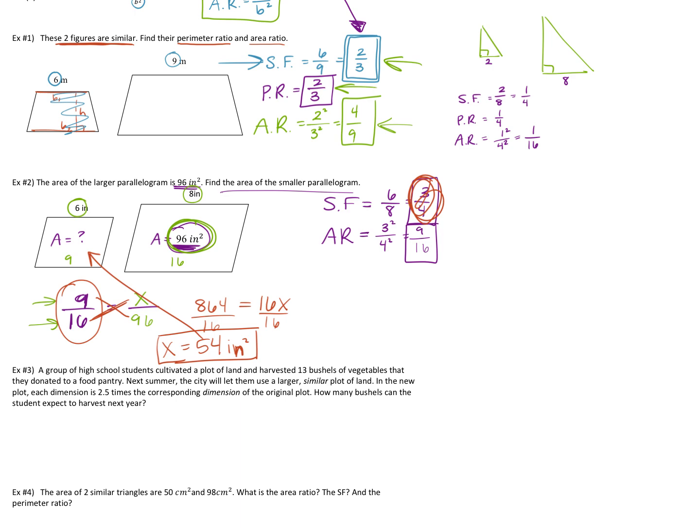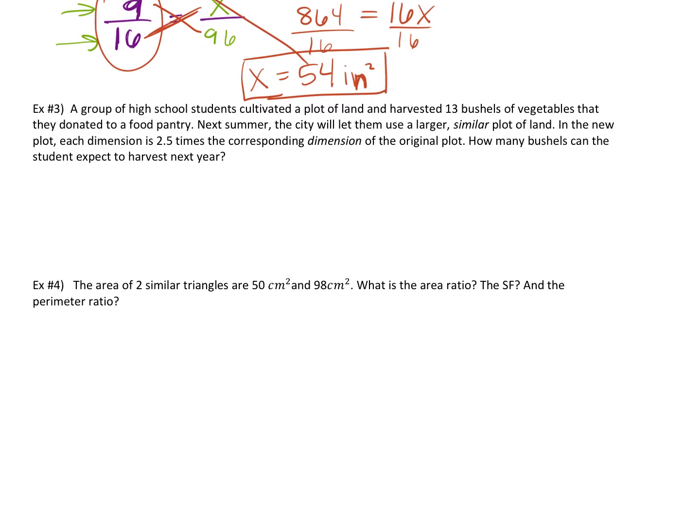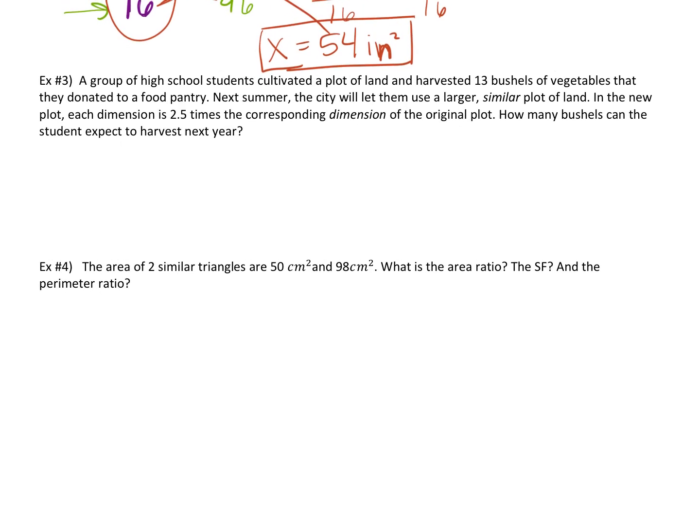Let's see if we can put this together with a bunch of words here. Okay, so this one says a group of high school students cultivated a plot of land and harvested 13 bushels of vegetables. So a plot of land, right? Here's their little garden. They harvested 13 bushels. Would you say that's a perimeter or an area? Area. Why? It's filling up that area. It's filling up the space, right? You would put 13 bushels in here. So 13 is an area.